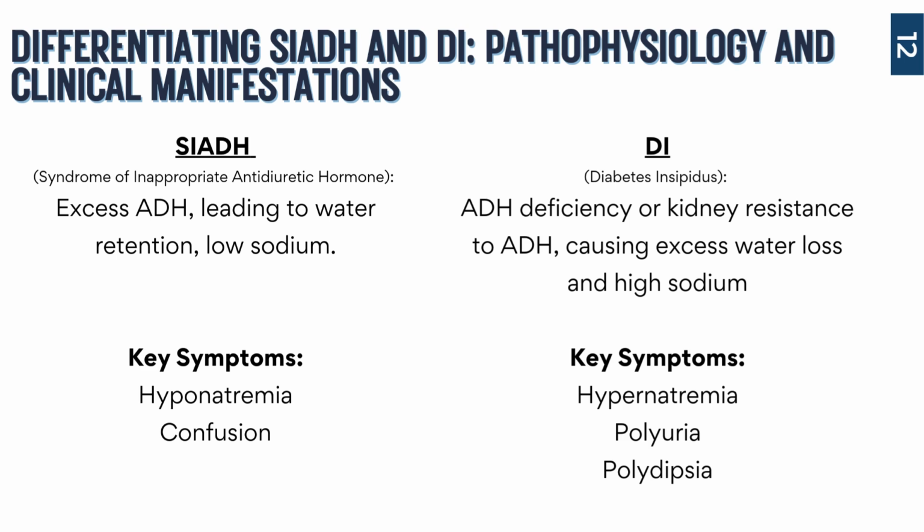In contrast, diabetes insipidus occurs when there's either an ADH deficiency or a resistance of the kidneys to ADH. Without enough ADH, the kidneys can't retain the water effectively, leading to excessive water loss. Patients with DI experience polyuria, which is excessive urination, and polydipsia, which is excessive thirst. They're also at risk for hypernatremia, which is high sodium levels, because the body loses water but retains the sodium. So there's not as much fluid in the tubes, but the sodium remains the same. So it's a higher concentration, so higher sodium levels, okay?